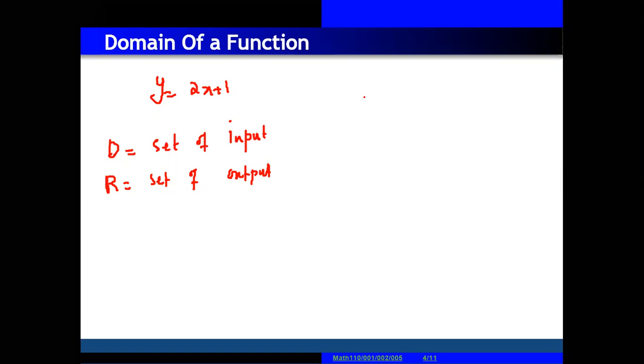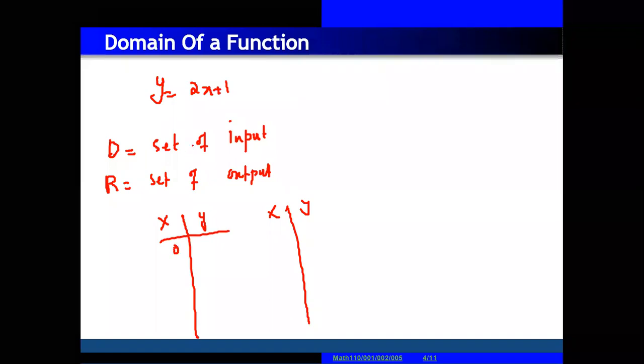So input values for this function, if you give positive values and negative values, there will be some output values. For example, first we have positive values and then negative values. Start from 0. When x is 0 in this equation, what is the value of y? 2 times 0 plus 1 equals what? 1. When x is equal to 1, 2 times 1 plus 1 equals what? 3. When x is equal to 2, 2 times 2 plus 1 equals 5.